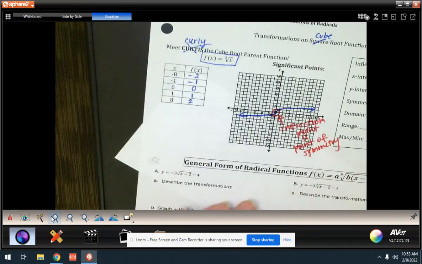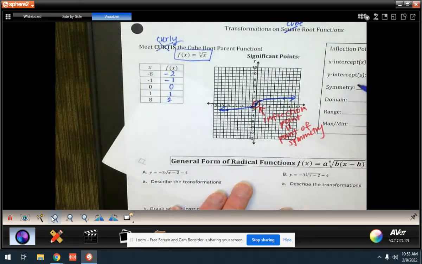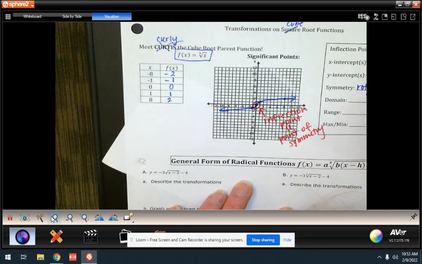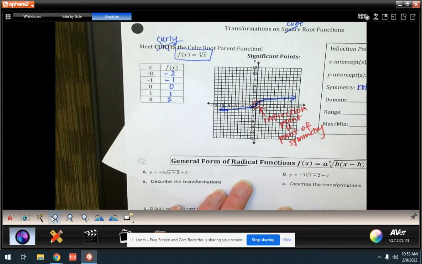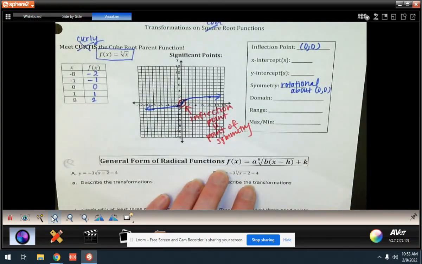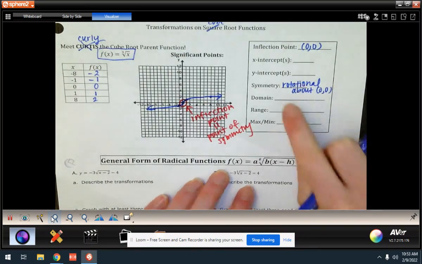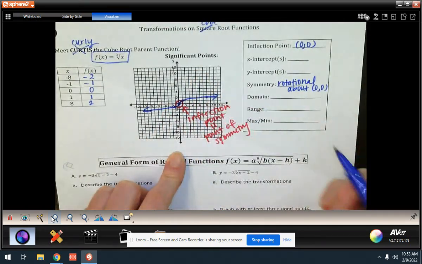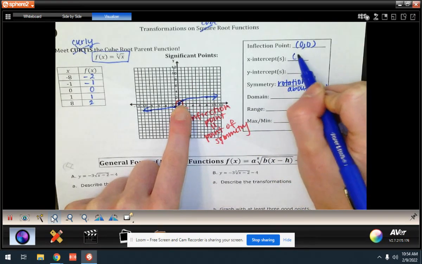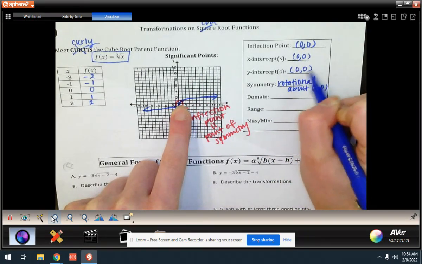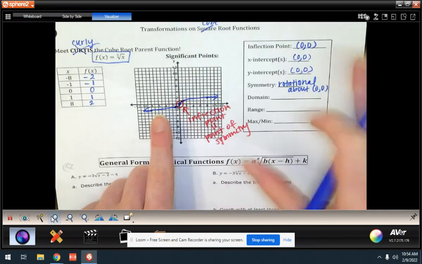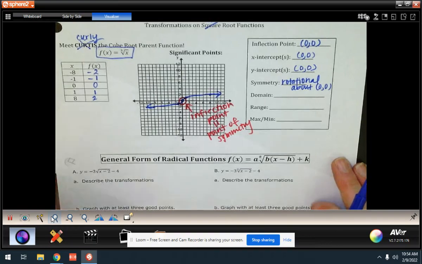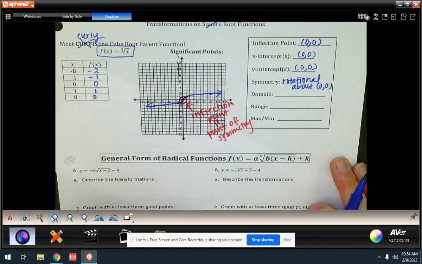And for the parent function, it's 0, 0, but of course we're going to move left, right, up, down, and so we'll have to keep track of that. So rotational symmetry about 0, 0. Oh, I'm not on the screen. Rotational. We're back to rotational symmetry, just like the rational parent function, just like the cubic parent function. And so here, its x-intercept and y-intercept, where it crosses the axis, is 0, 0. But of course, that's going to change as we move this function left, right, up, and down. And so we'll look at some examples of how to find it if it's moved.